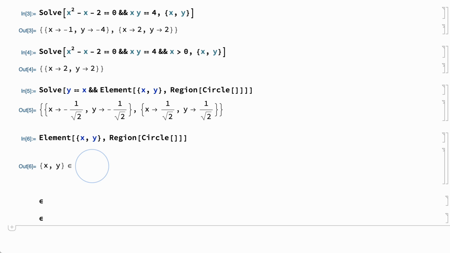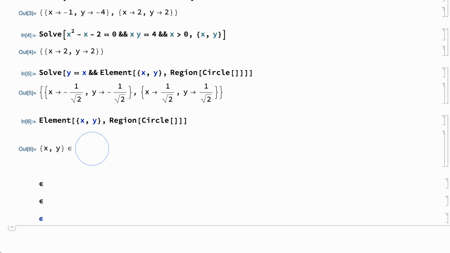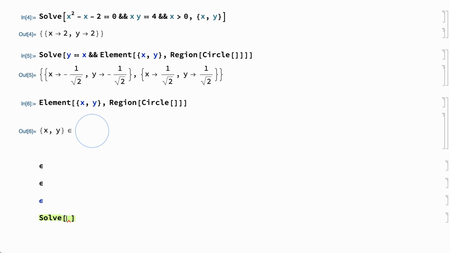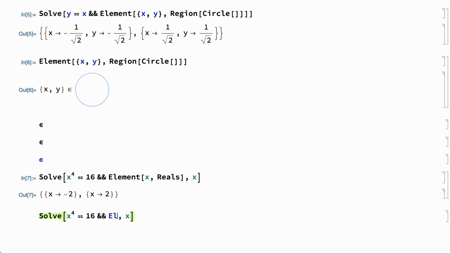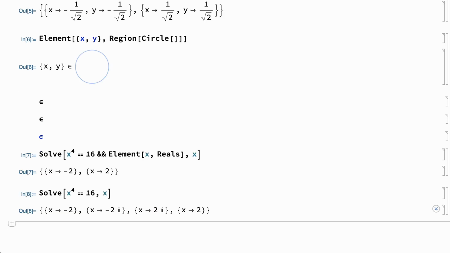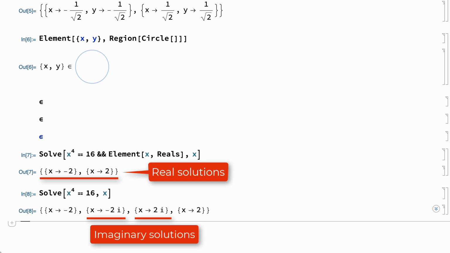As already noted, the Element character is similar to the Greek letter epsilon, but the Greek letter epsilon is a different character and will not work like the Element character. A condition that the variable x must be a real number can be entered by including Element[x, Reals] in the equations. Without that condition, the equation in this example has 4 solutions, including 2 imaginary solutions.